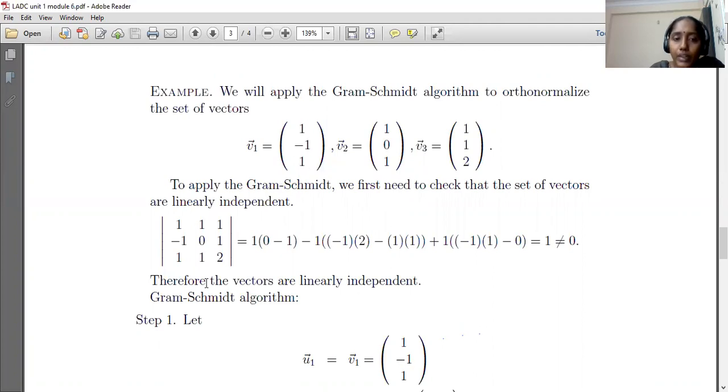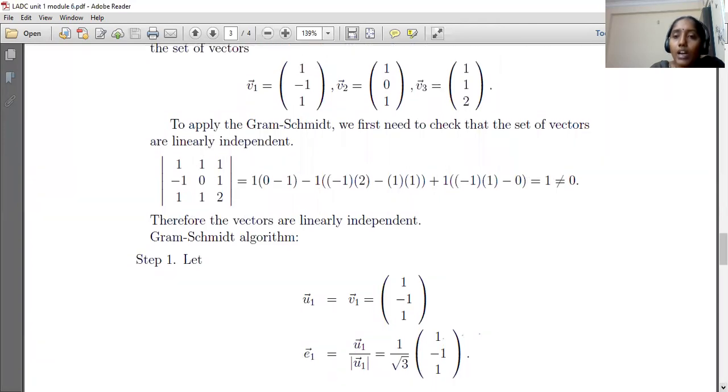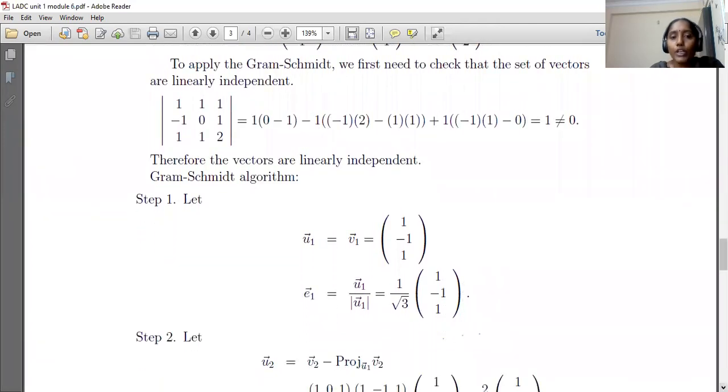So here, find the determinant of the matrix with rows 1, minus 1, 1; 1, 0, 1; 1, 1, 2. Each vector is written as a column of the matrix. The determinant is equal to 1, which is not equal to 0. So this set of vectors is linearly independent. Now we find the orthogonal vectors corresponding to V1, V2, V3.